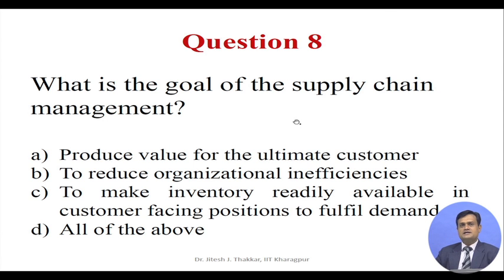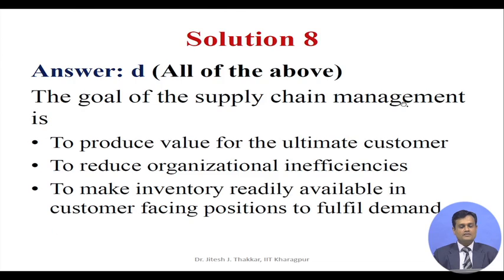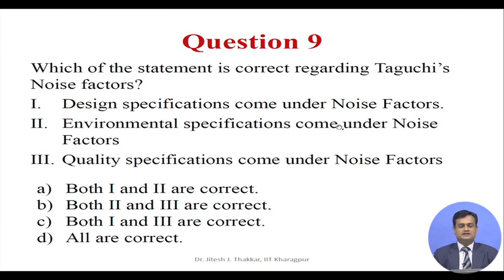Question 8. What is the goal of the supply chain management? Most fundamental question. Whether to produce value for the ultimate customer, or to reduce organizational inefficiencies, or to make inventory readily available in customer facing positions to fulfill demand, or D, all of the above. The answer obviously is D, all of the above, and the goal is to produce the value for consumer, reduce organizational inefficiency and make inventory readily available in customer facing positions to fulfill the demand.